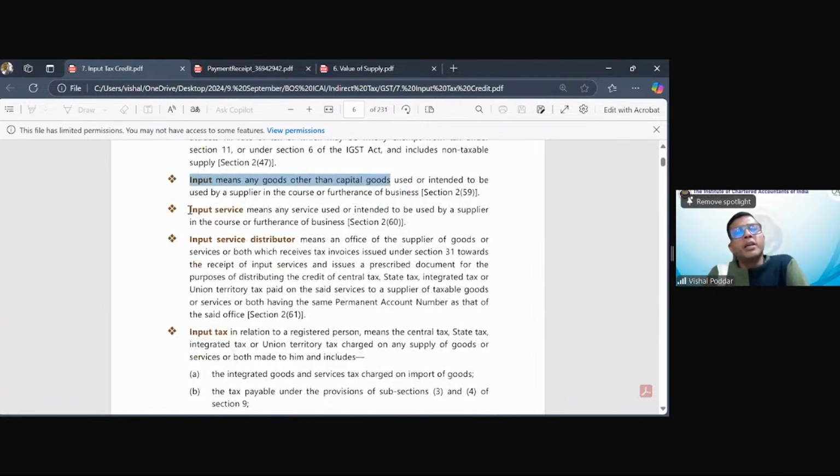Then comes the third category, which is input service. Input service means all those expenses for which you are getting the SAC code bill, that is, service accounting code bill. For whatever you are getting the HSN code bill, those are goods. For whatever item you are getting the SAC code bill, like professional fees bill, audit fees bill, legal fees bill, rent bill, all these have SAC code. They are all services and they are classified or termed as input services.